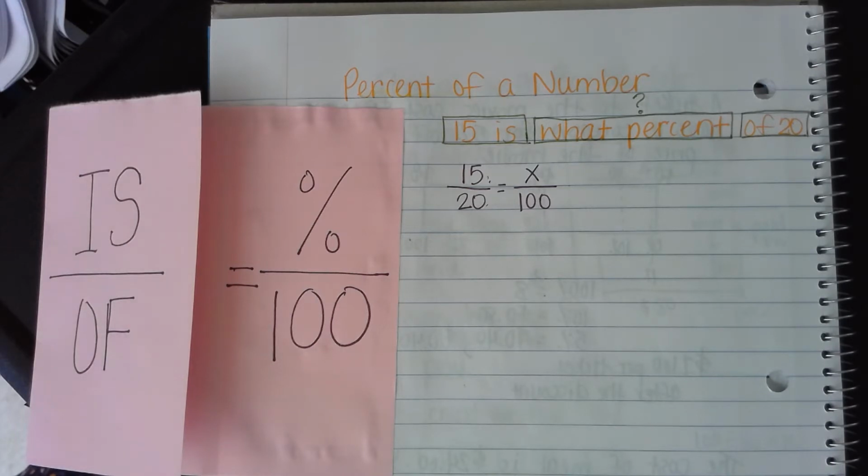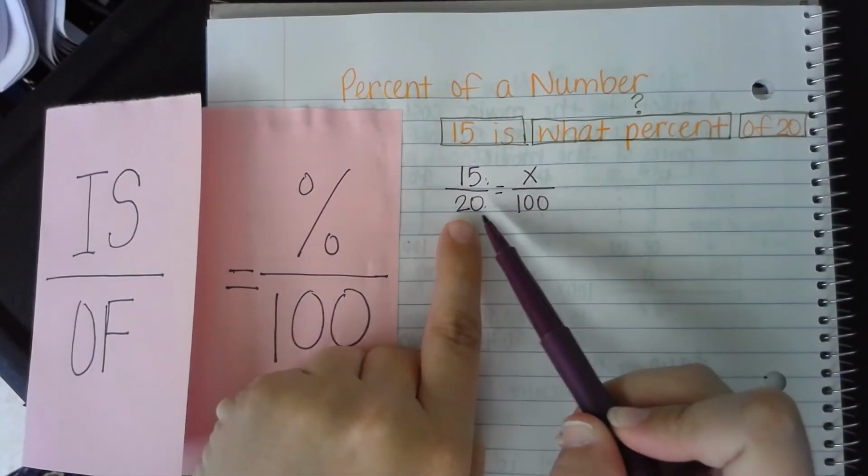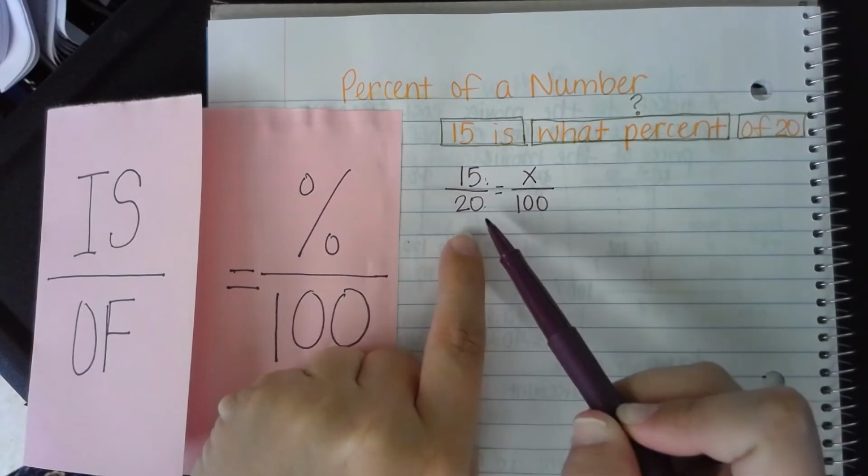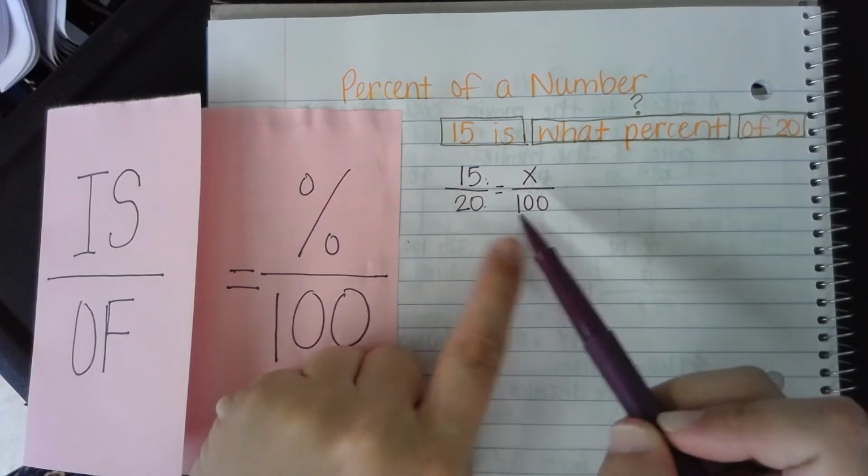All right, so there's a couple ways that we can solve this. You can ask yourself, well, what do I do to 100 to get to 20? Or what do I do to 20 to get to 100?